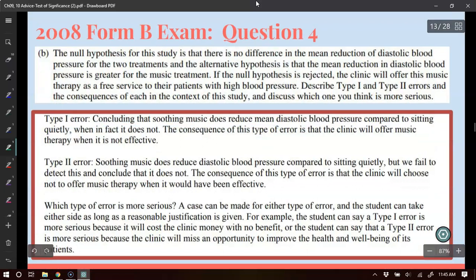And now in part B here, they have type 1 error and they define it. Type 2 error, they define it. And then they ask, well, which one is more serious? And so they go through these. And that's the part to realize when you're reading this question.